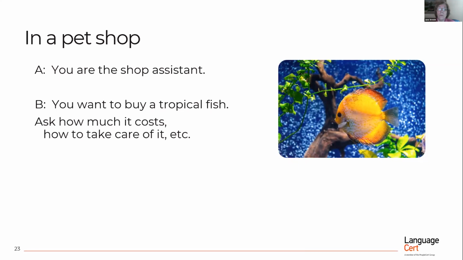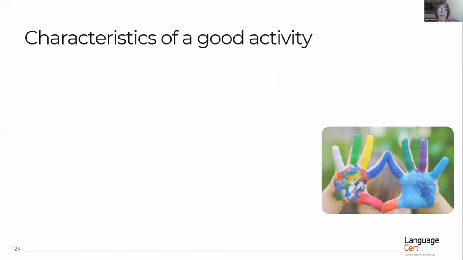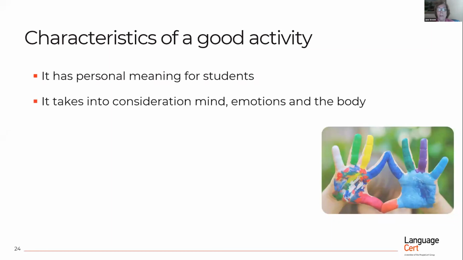Students are going to talk to the person next to them, and one is going to pretend they're a shop assistant in a pet shop, and the other wants to buy a tropical fish, asks how much it costs, how to take care of it, etc. If we analyze this according to the characteristics of a good activity, it has personal meaning for students? Absolutely none, unless they have a tropical fish. Takes into consideration mind, yes, because they have to construct correct sentences.